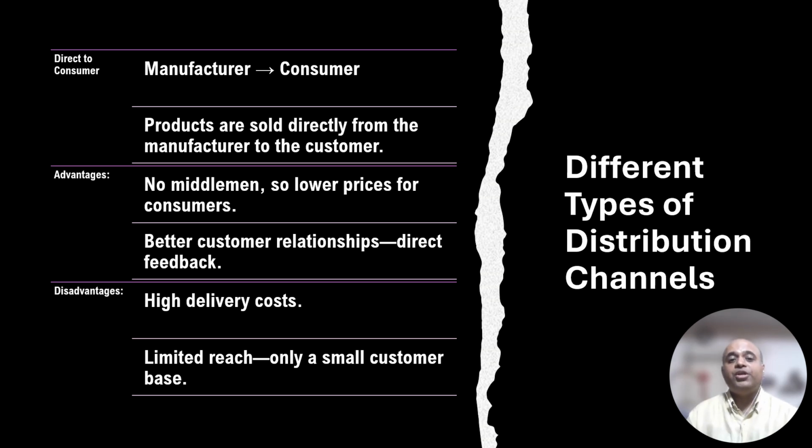Businesses use different distribution methods depending on their goals and objectives. Let's break down the four main types and see how they work. Each method has its own advantages and challenges. The first one, direct to consumer, which means manufacturers directly selling to the consumers. Products are sold directly from the manufacturer's premises to the consumers.